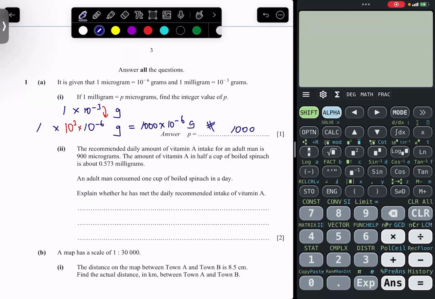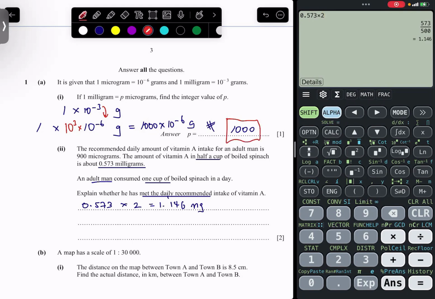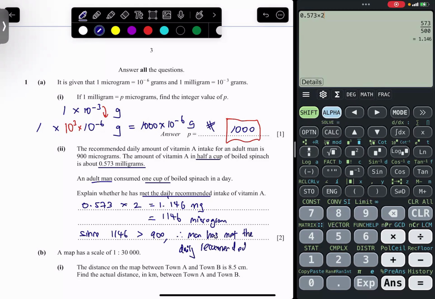The recommended daily amount of vitamin A intake for adult men is 900 microgram. The amount of vitamin A in half a cup is about 0.573 milligrams. A man consumes 1 cup. Explain whether he met the daily requirement. So 0.573 milligram times 2 is equal to 1.146 milligram. Now, to convert milligram into microgram, the conversion in part A tells us that it's just a multiplication of 1000. So that means this is equal to 1146 microgram. Since 1146 is greater than 900, therefore the man has met the daily recommended intake.